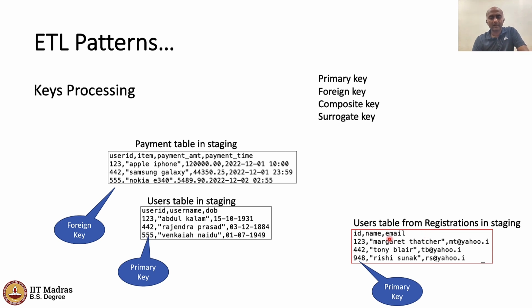Here, the registrations software has been designed by somebody else who didn't design the payment software. So therefore, they used a very different nomenclature. They used the words ID, name, email, and what's more, you start to see that the IDs actually look very similar to the users table that I've already captured from our payment system. So 123 repeats, 442 repeats, but guess what? The people are not the same, right? So here we're talking about residents in India. Here we're talking about residents in the UK. Prime ministers in the UK.